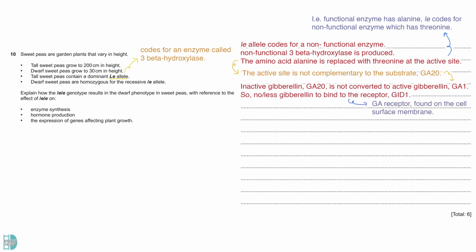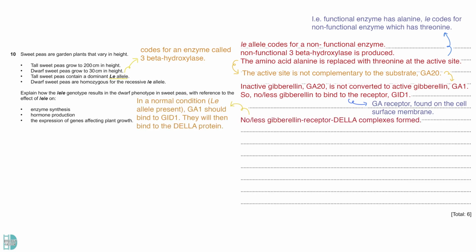There will be less or no active gibberellin to bind to the receptor, GID1, which is found on the cell surface membrane of plant cells. In a normal condition, GA1 should bind to GID1. They will then bind to the DELLA protein. Without the binding, there will be no or fewer gibberellin-receptor-DELLA complexes formed. The complex is required for the breakdown of the DELLA protein. So, DELLA is not broken down in this case.